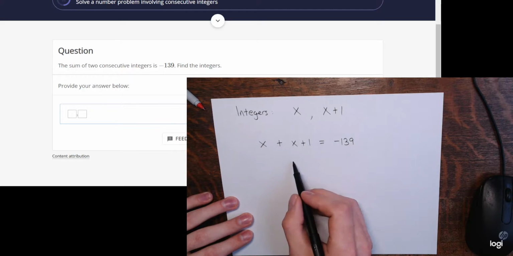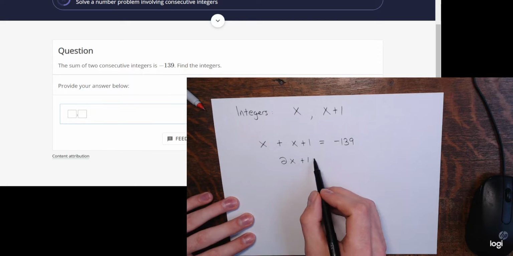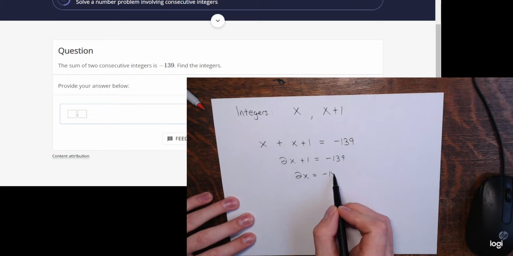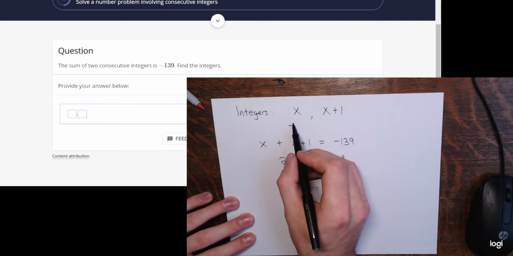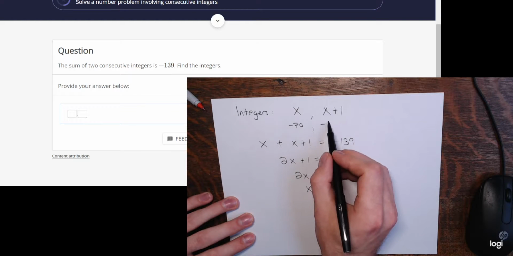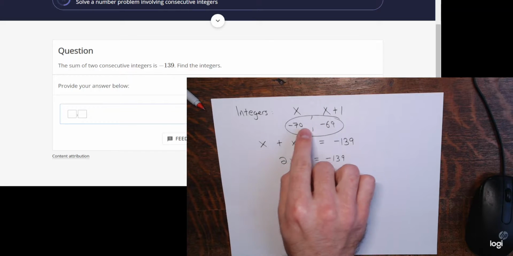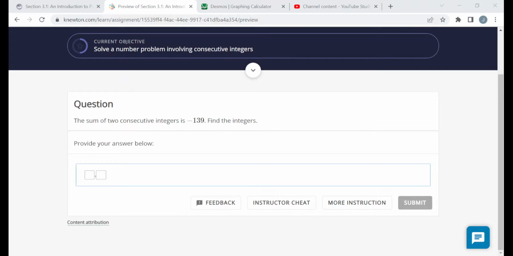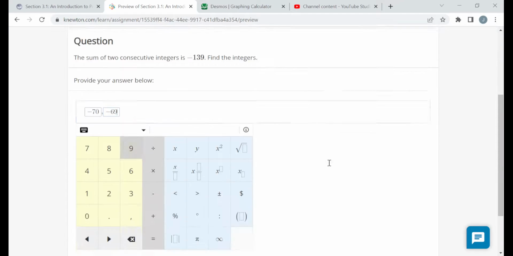And I hope you can see that x is going to be negative 70 here. We have 2x plus 1 equals negative 139. Subtract 1. 2x equals negative 140. Divide by 2. X equals negative 70, right? So this one I called x is negative 70, and the one I called x plus 1 would be negative 69. Those are the two numbers whose are consecutive integers, and their sum is negative 139. So negative 70, negative 69.